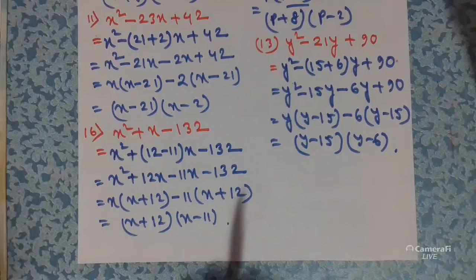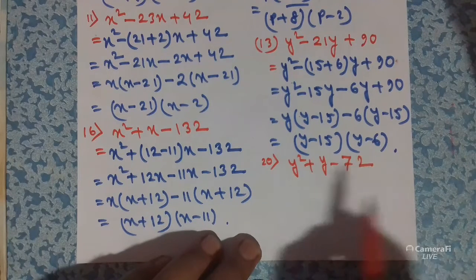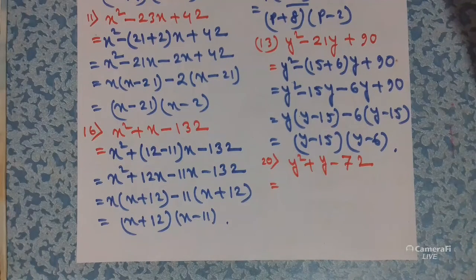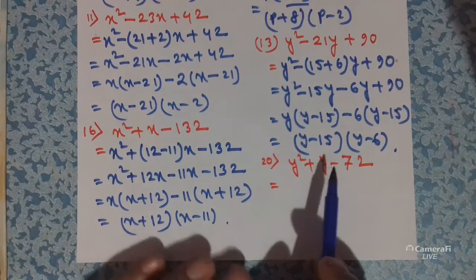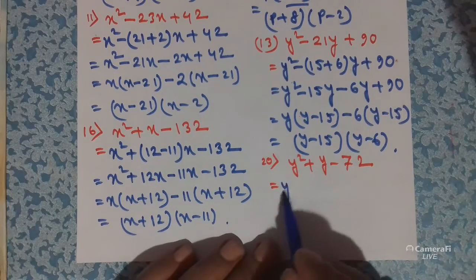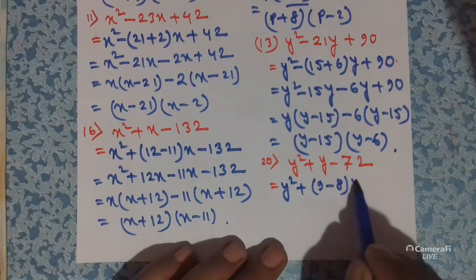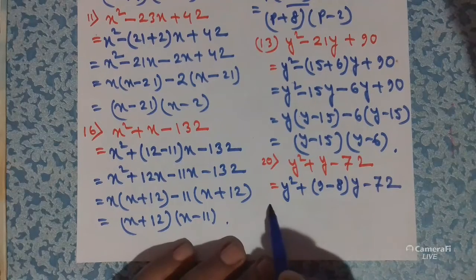Question number 20. Y square plus y minus 72. So here we can choose two numbers whose product is 72, that is 9 into 8. 9 into 8 is 72 and 9 minus 8 is 1 because it is 1y. No number is there, so that means 1 is there. So y square plus 9 minus 8 y minus 72.